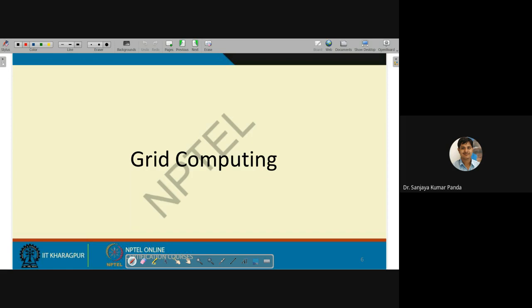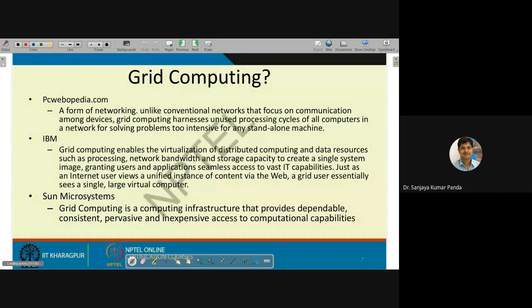So different people suggested different kinds of definitions for grid computing. If you see here, PC Webopedia suggested one definition. IBM has suggested one definition. Sun Microsystems, you know that Java belongs to Sun Microsystems, has also suggested one particular definition. So let us discuss one by one.